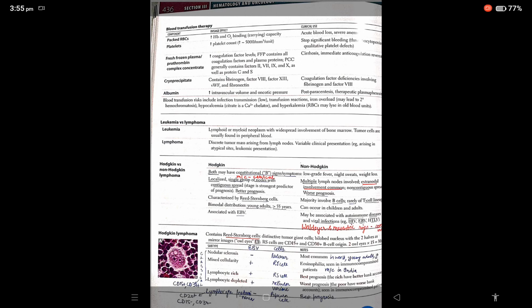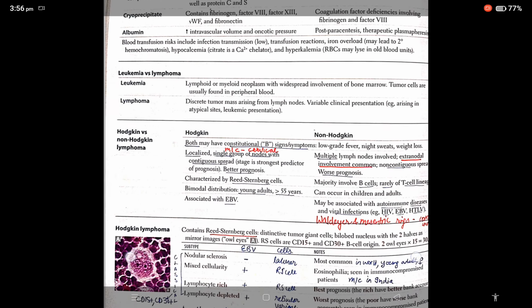Hello everyone. So in this section of videos we will be studying about leukemias and lymphomas. So this is the first part in relation to that.